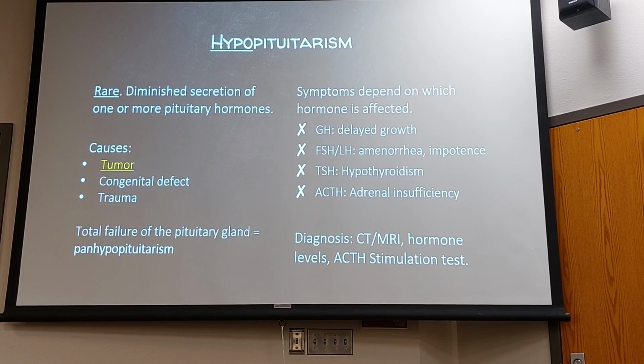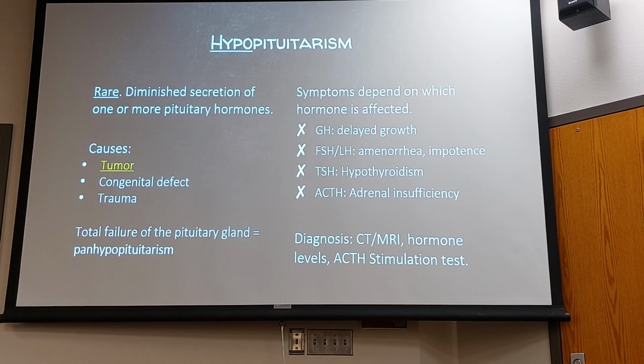Thyroid stimulating hormone, so we've got hypothyroidism, which we'll talk about on Wednesday. And then ACTH, the adrenocorticotropin hormone, or adrenal insufficiency. We're going to get into that later. So it starts in the pituitary and it signals the adrenals. Okay.